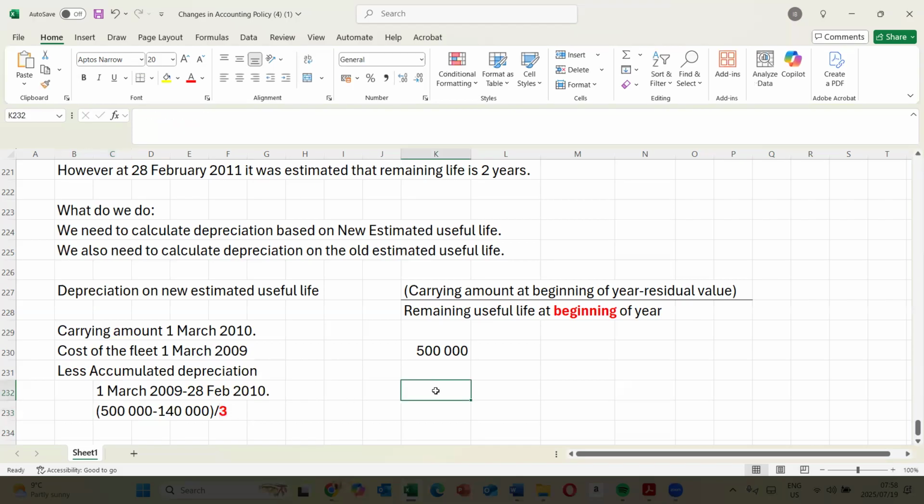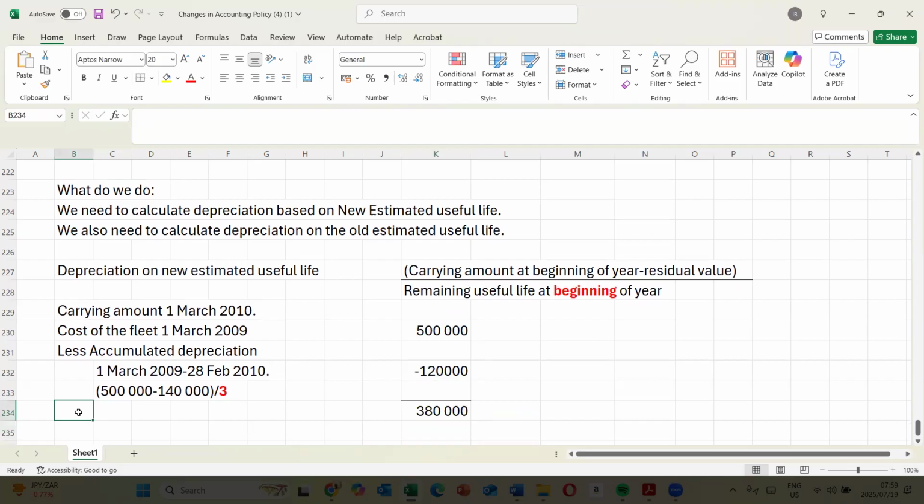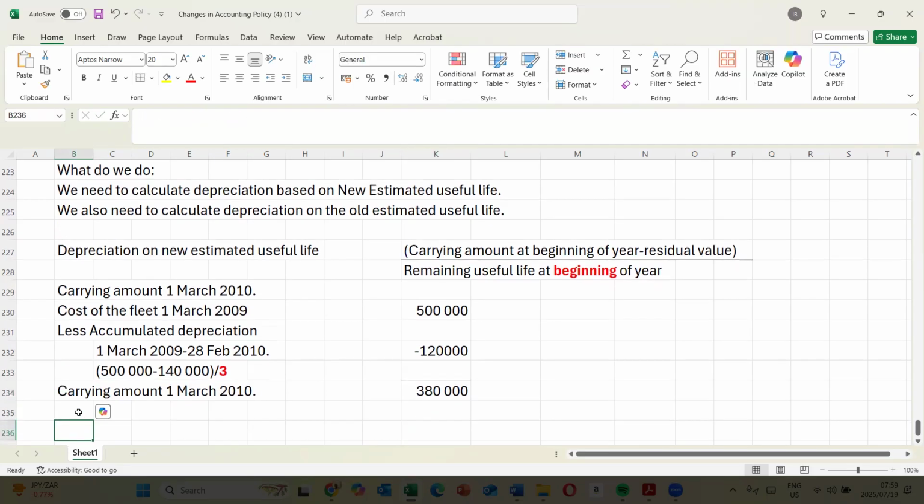Remember, we said the change in estimate will be accounted for prospectively, so it happens from the current year going forward. So in regards to this, we divide with the original estimate. So we have 500 minus 140 divided by 3, which gives us 120. So 120 is the depreciation which they recognized in the previous years. That means the carrying amount at the beginning of the year is sitting at 380, which means now the new depreciation, that's what we want to calculate.